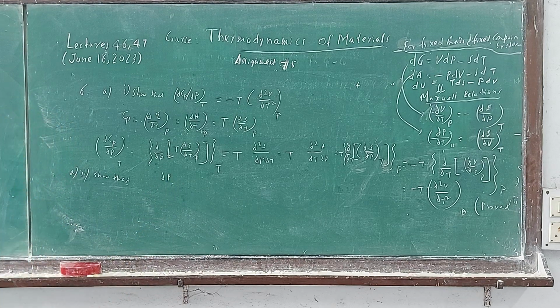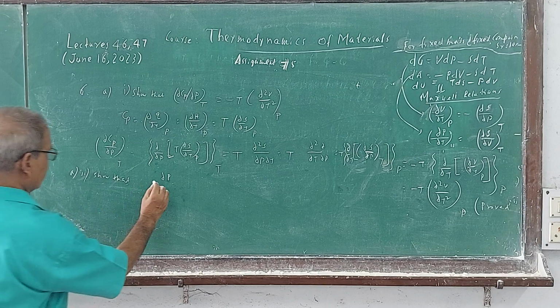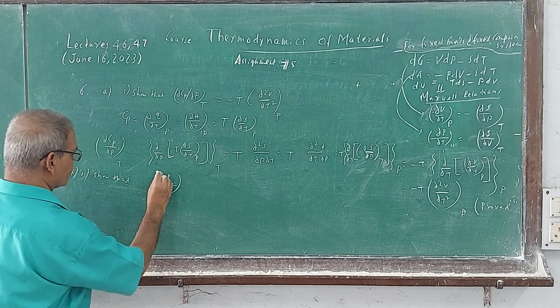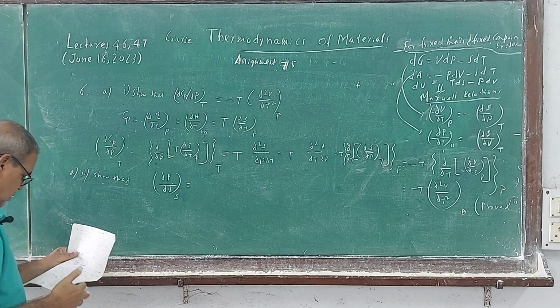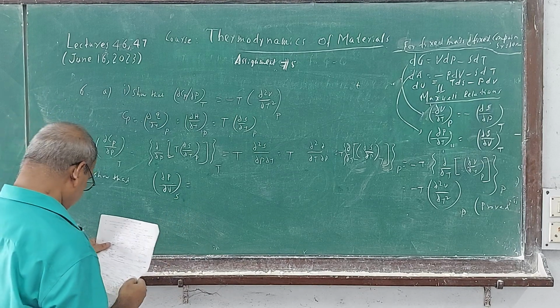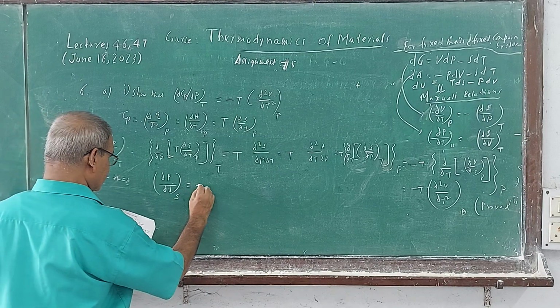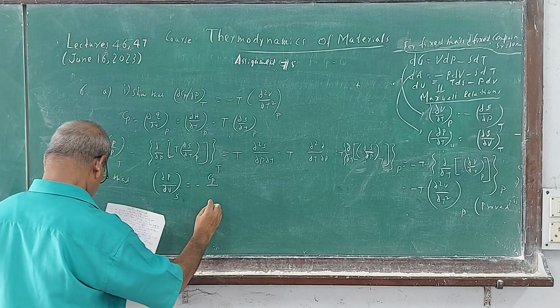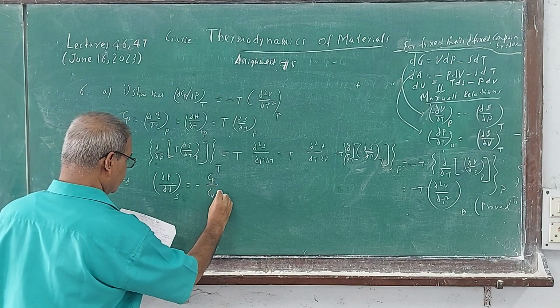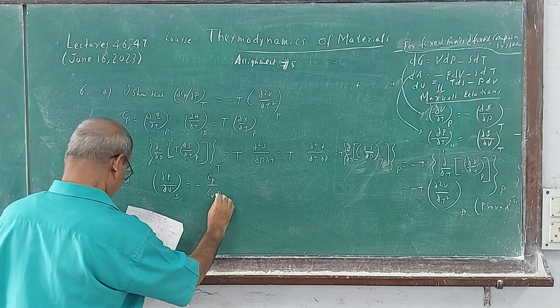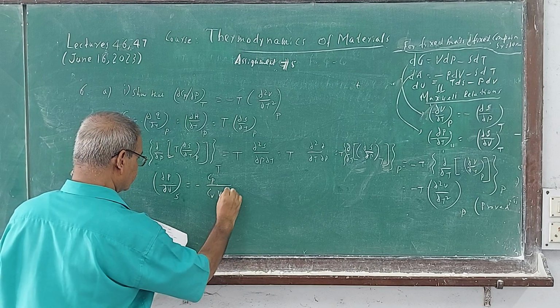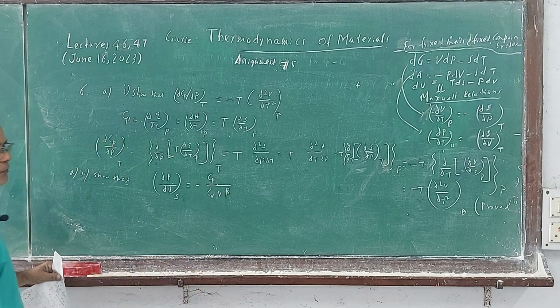Let us take a look. Do you have the problem? Del P by del V at constant entropy. Exactly so. Del P by del V, this must be given. Del P by del V at constant entropy is what you have to solve? Minus Cp by Cv, V beta. So that is the second problem.